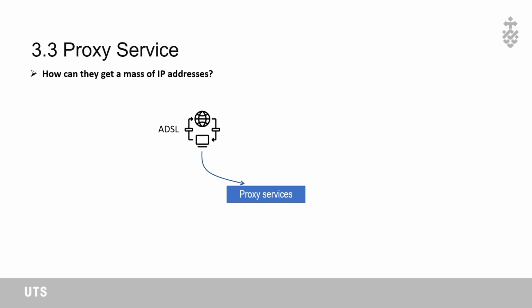They can provide many different IP addresses, but how can they get a mass of IP addresses? There are two major sources of these IP addresses. The first one is the ADSL network services, which provide a different IP address for every dial. And the other one is the cheap VPS, which can provide static IP addresses.